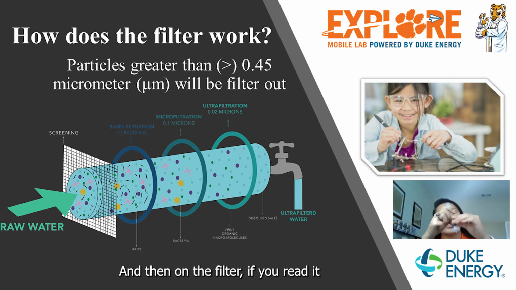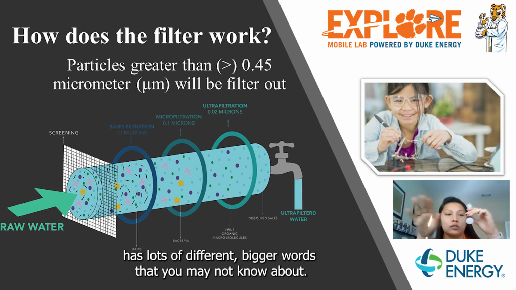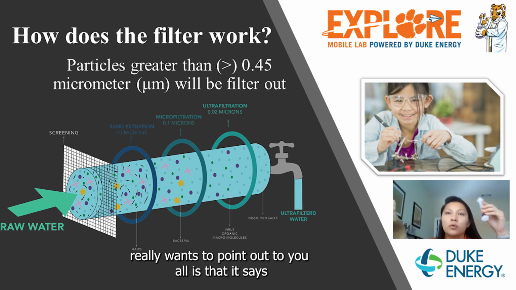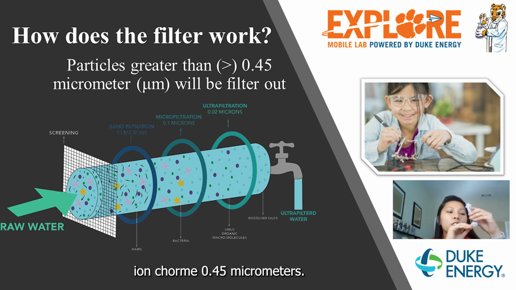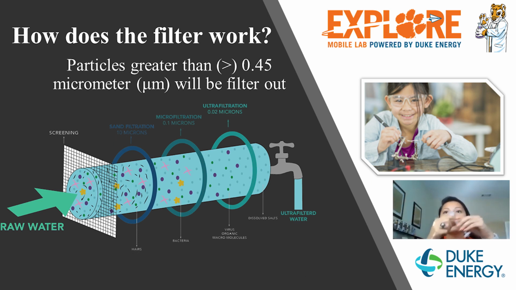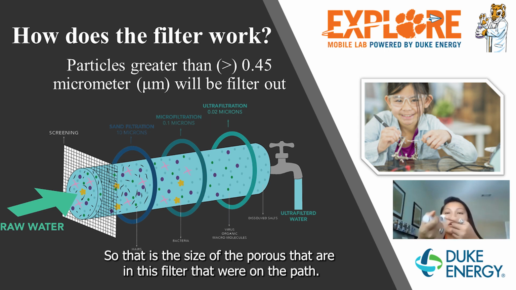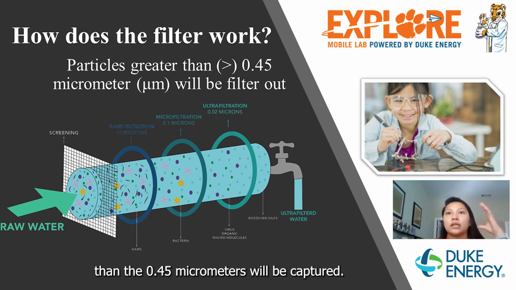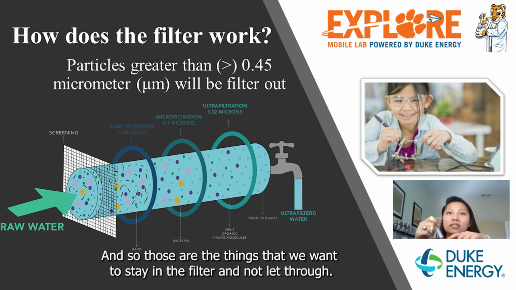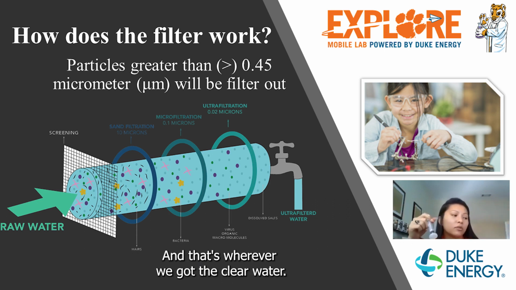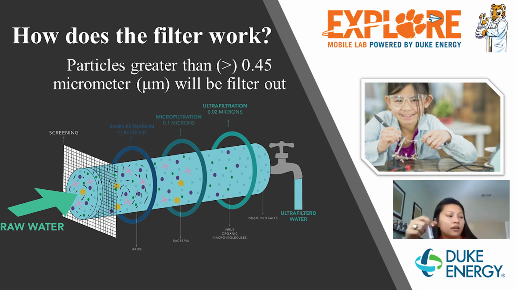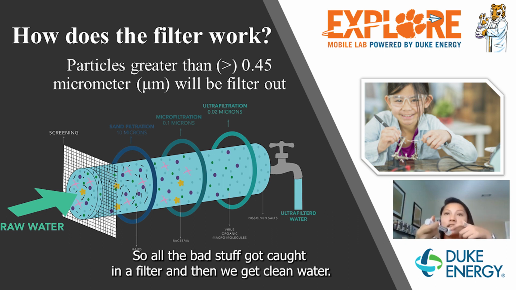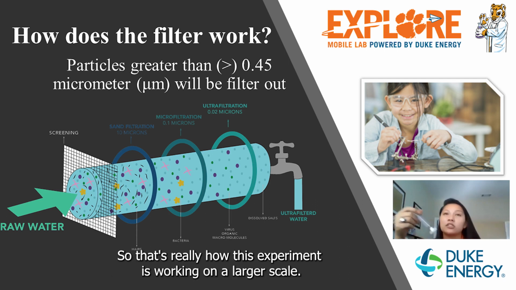And the filter, if you read it, has lots of different bigger words that you may not know about. But the thing that Dr. Ladner really wants to point out to y'all is that it says ion chrome 0.45 micrometers. So that is the size of the pores that are in this filter, and any particles that are bigger than the 0.45 micrometers will be captured. Those are the things that we want to stay in the filter and not let through. And that's how we got the clear water. So all that bad stuff got caught in the filter, and then we get clean water. So that's really how this experiment is working.